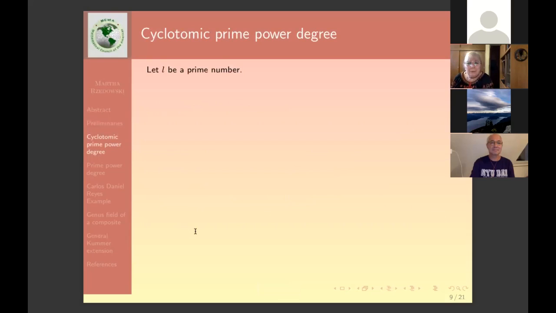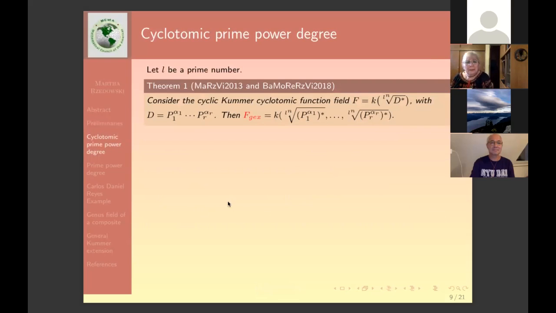Let L be a prime number. This preliminary result says that if we have a cyclic Kummer cyclotomic function field, so it's inside the cyclotomic K of lambda n, and it's just one prime L, and it's just one radical, the polynomial is like that, then the extended genus field is this composite.